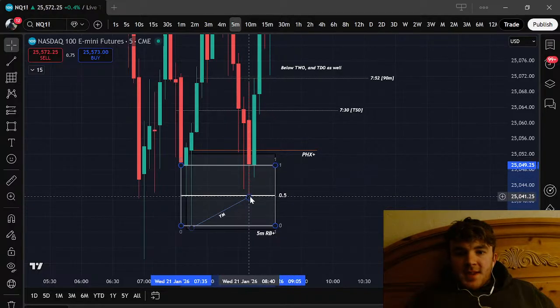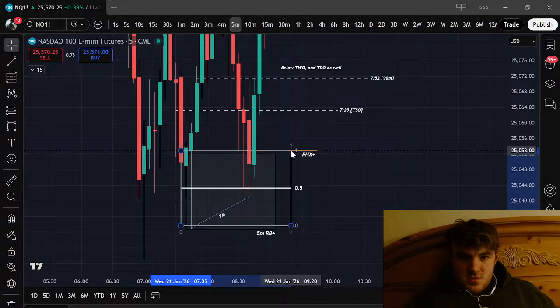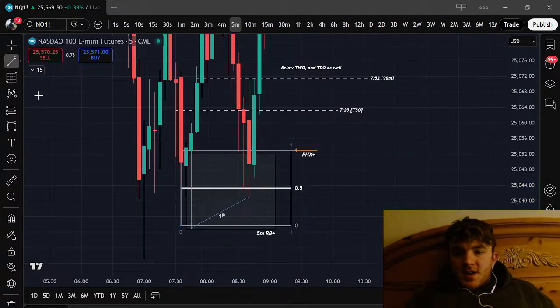Look at how that bottom takes it if you enter at the midpoint of the rejection block. But I'm going to mark it out like this.